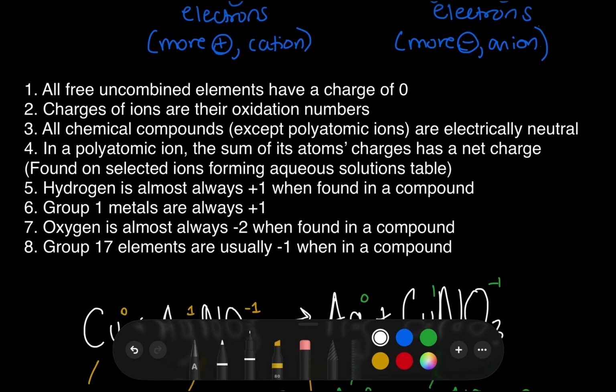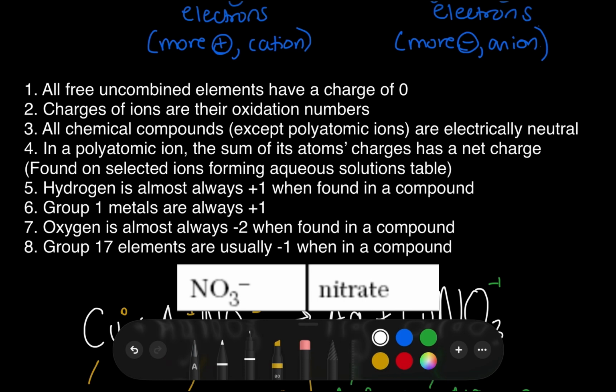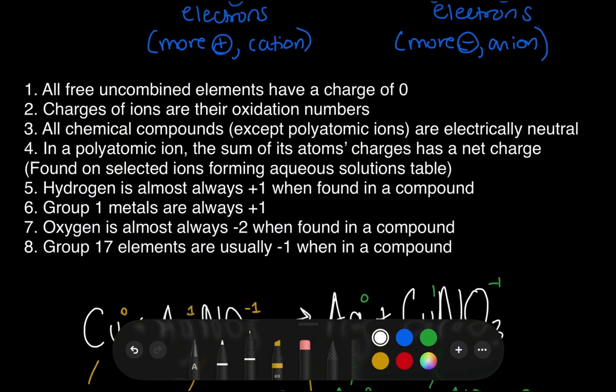Rule number 4: in a polyatomic ion, the sum of its atoms' charges has a net charge. So instead of a chemical compound where it's electrically neutral, equal to 0, in a polyatomic ion the sum of its atoms' charges has a net charge. And you can find this in the Selected Ions Forming Aqueous Solutions table, which is in your reference table. For example, if you look at nitrate, it says NO3 with a negative sign on top. Remember, there's an invisible 1, so the net charge would be NO3 negative 1. So when you're solving, the sum of its charges is going to equal negative 1.